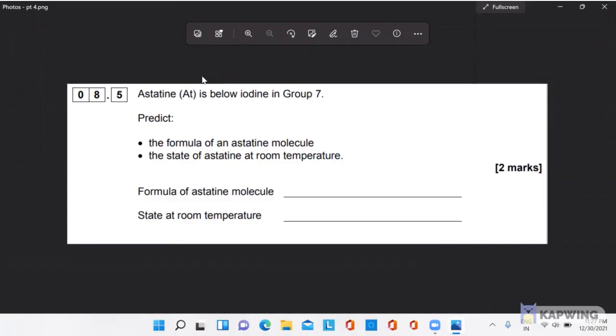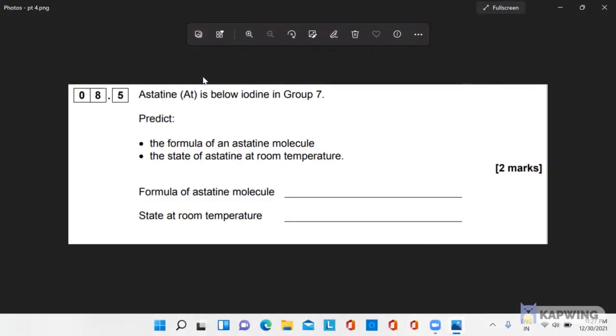Another question from AQA GCSE Chemistry Foundation Tier Paper 1, code number F, Thursday 16th May 2019 paper. Question number 8.5. Astatine is below iodine in group 7. Predict the formula of an astatine molecule and the state of astatine at room temperature. So this question is having 2 marks. First of all, I would like to tell you the answer of the first one.